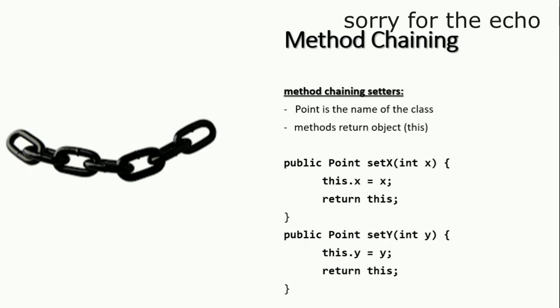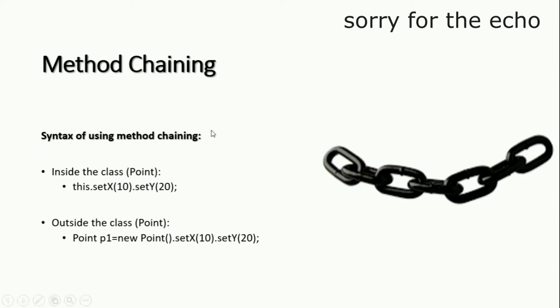Now, how do I use it? Well, the idea is very simple. If you are using those setters inside your class, inside the point class, for example, this is how the method chaining looks. I can see here, this dot set x, and you want to set it with 10, dot set y. And as you can see here, method chaining basically means I can call multiple methods, separate them with the period here. And this is basically called a chain of methods. And that's what method chaining is all about.